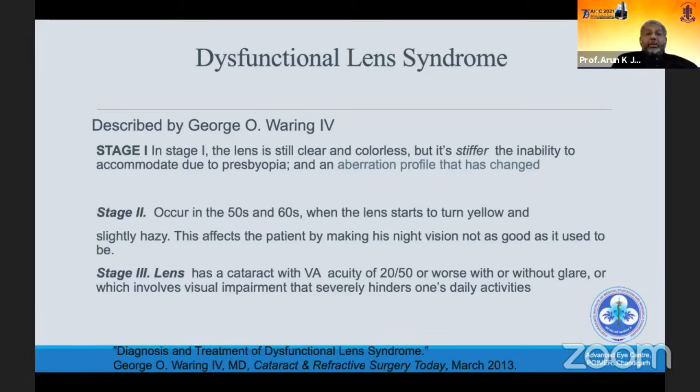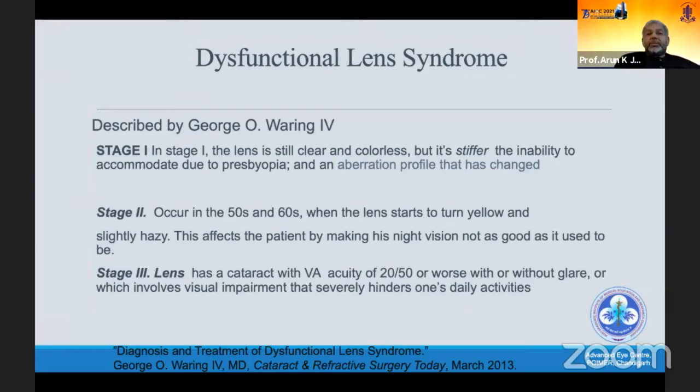So what is this dysfunctional lens syndrome? This is a term described by George Beringford way back in 2013, and he divided this into three stages. Basically, in stage one, it is akin to presbyopia, where the lens is clear and colorless, but it becomes stiff and the ability to accommodate becomes much less.